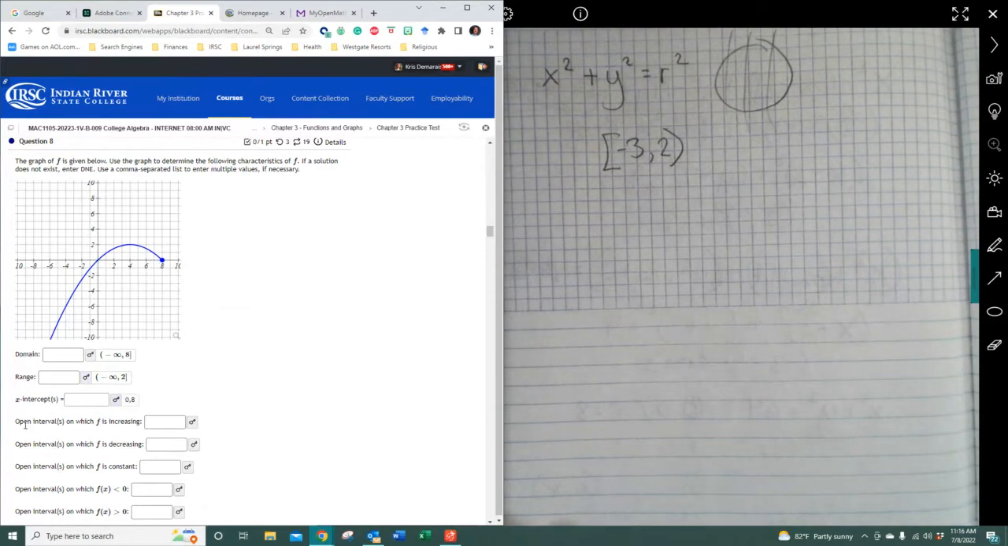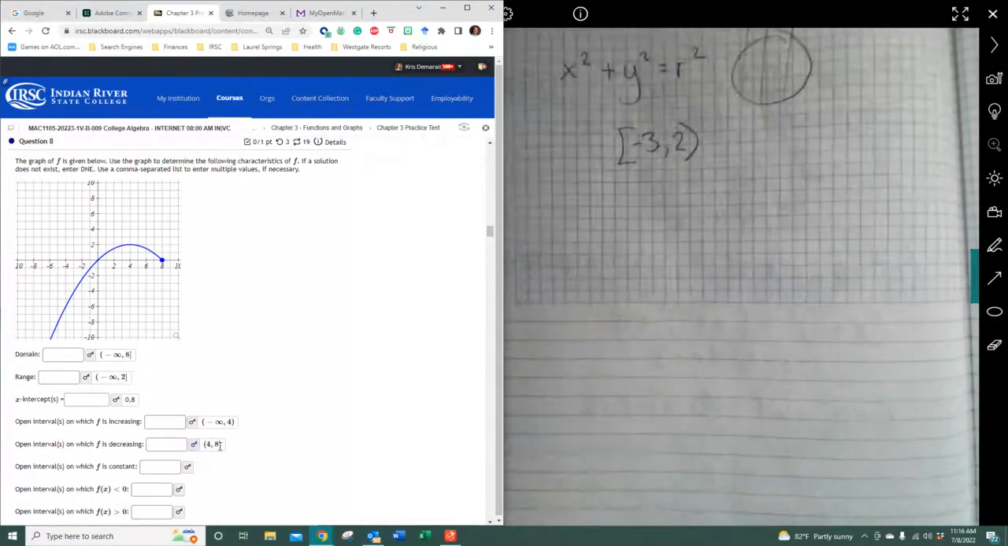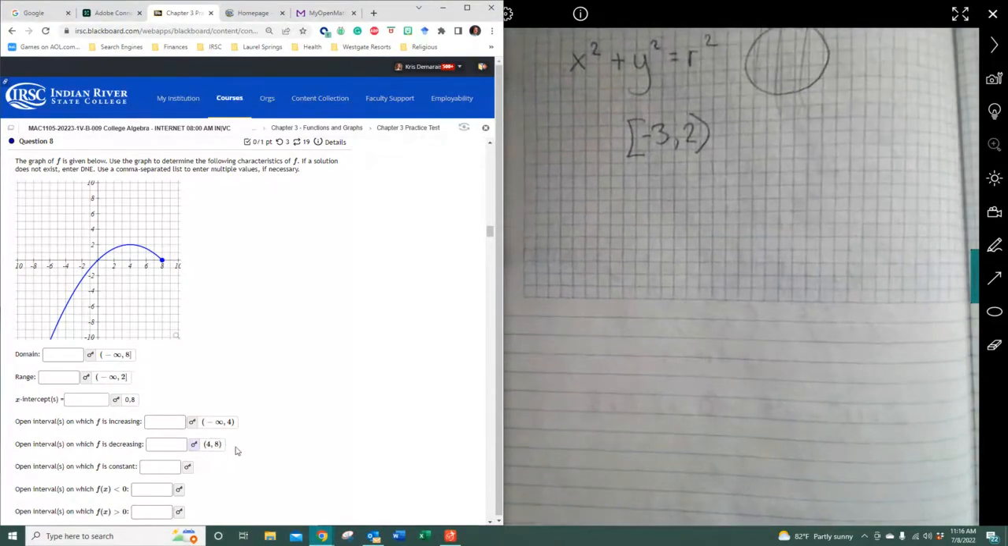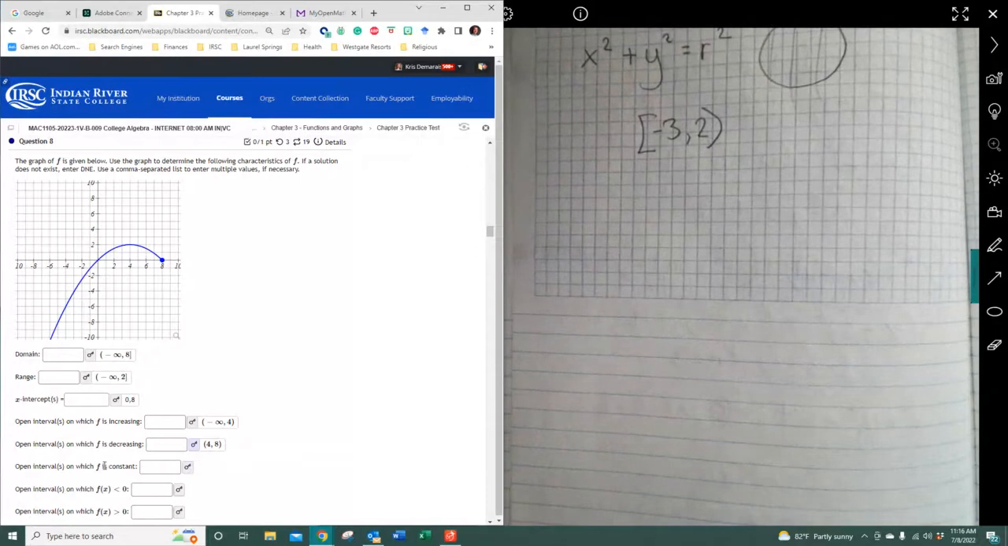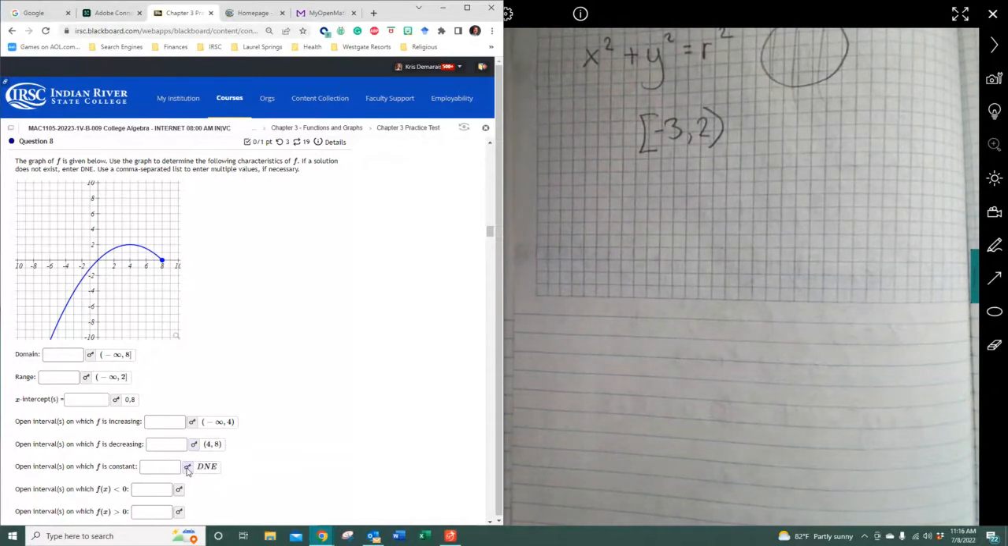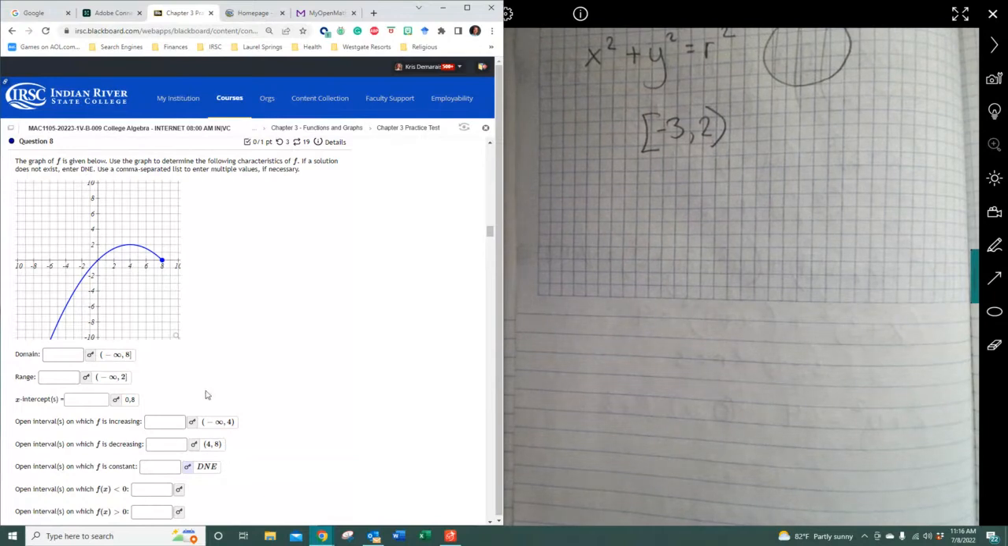All right, and an open interval on which f is increasing is from -infinity all the way up to 4. So that's where it's going to be increasing. As far as decreasing, it's going to be from 4 down to that 8. Now notice that it's not inclusive on any of those values, so be careful with how you put your parentheses. Now it's not constant anywhere, so D and E do not exist, and it says that right up in the instructions.